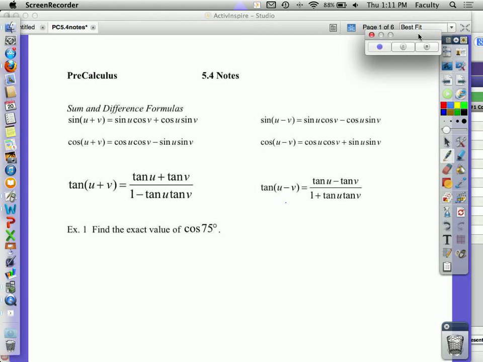So when I do cosine u plus v, it's cosine u times cosine v minus sine u times sine v. And then that's a plus. Tangent has a little pattern. Tangent u plus v is tangent u plus tangent v over 1 minus tangent u times tangent v.